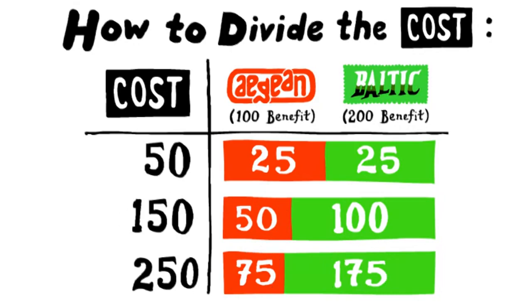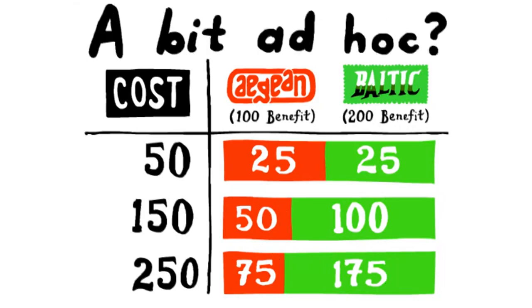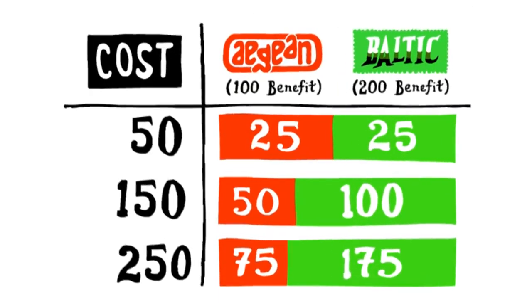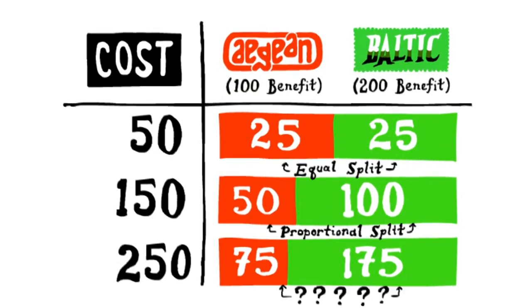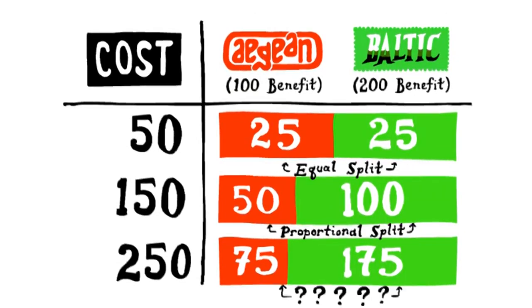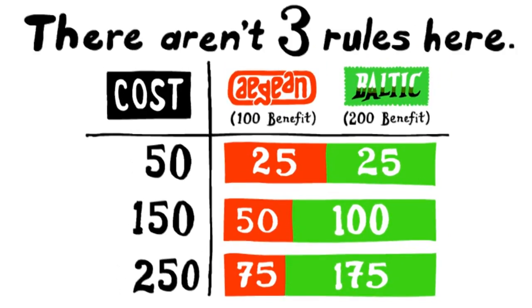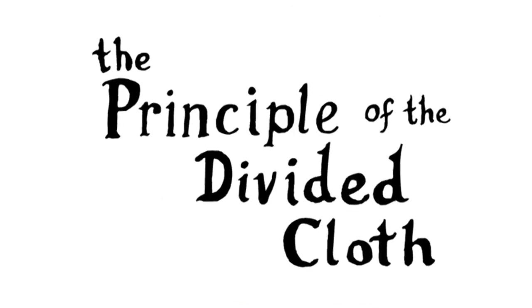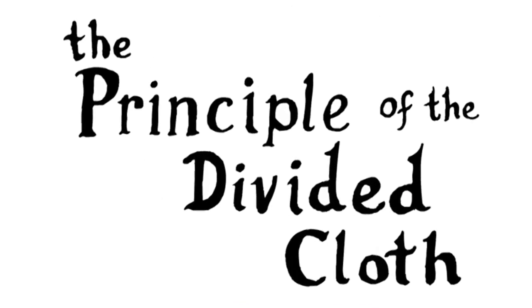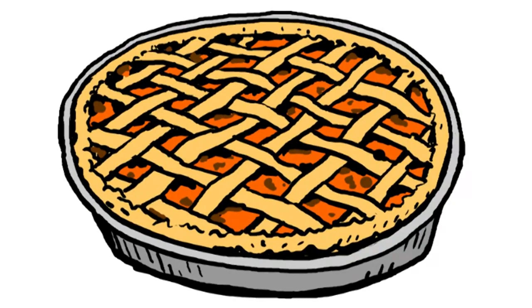At first glance, you might think this is a bit ad hoc, or maybe a lot ad hoc. It looks like we're dividing the costs evenly in the first case, proportionally in the second, and who knows what in the third. As you might have guessed, there aren't 3 rules here. There's just one rule that unites all 3. It's the principle of the divided cloth. But the real key to the underlying logic is to look at the pie.